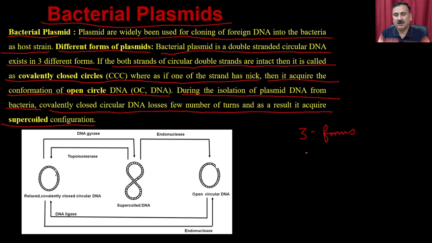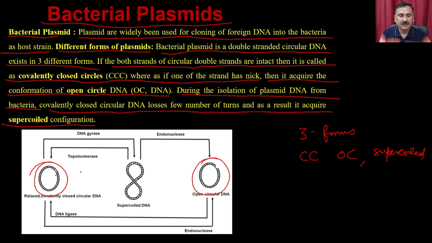So a bacterial plasmid can be present in three different forms. It can be covalently closed circular DNA, which is this one. It can be open circular DNA, which is this one. So it can be the OC form or it can be the supercoiled form. In the supercoiled form, the closed circular DNA gets additional turns, and that is how we get the supercoiled DNA. And all these DNA forms can be interchangeable.